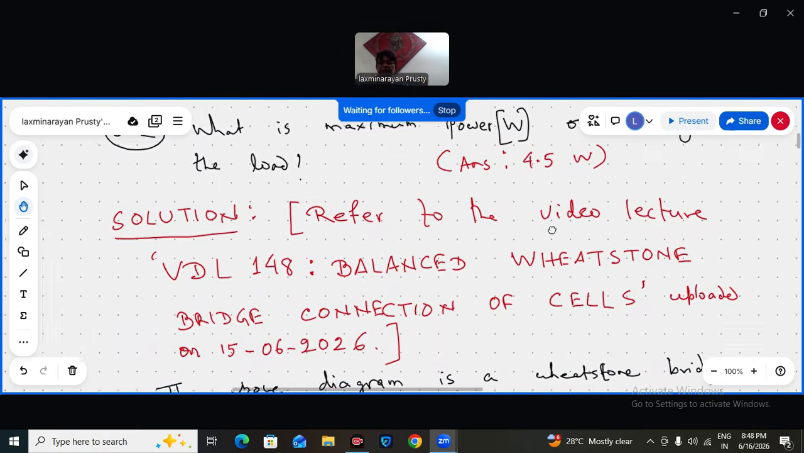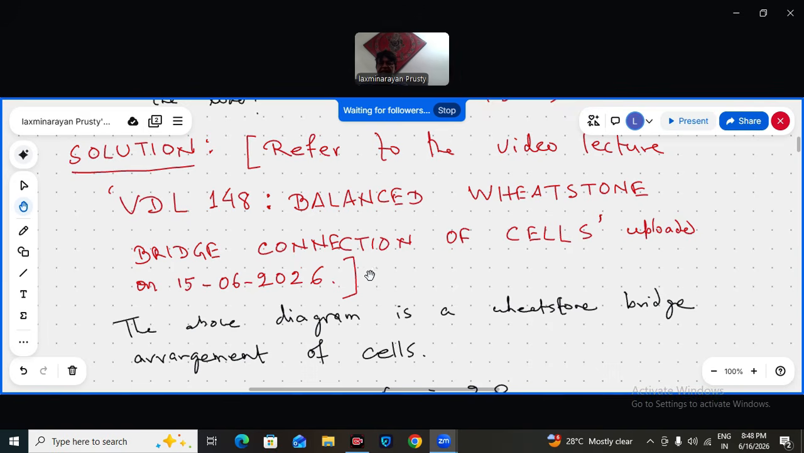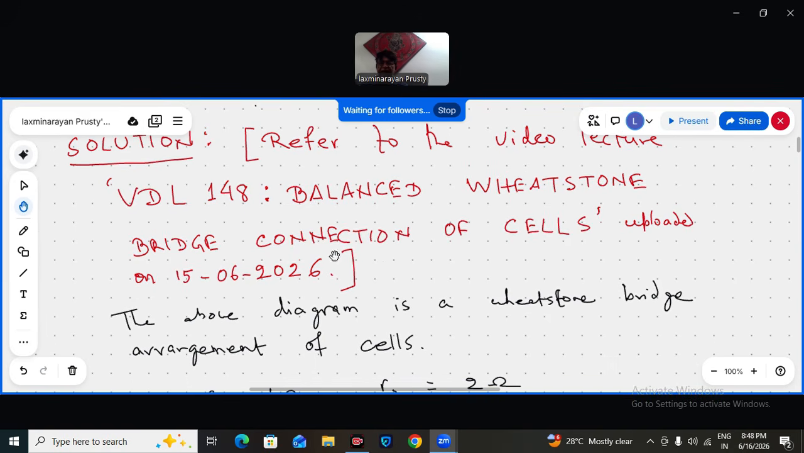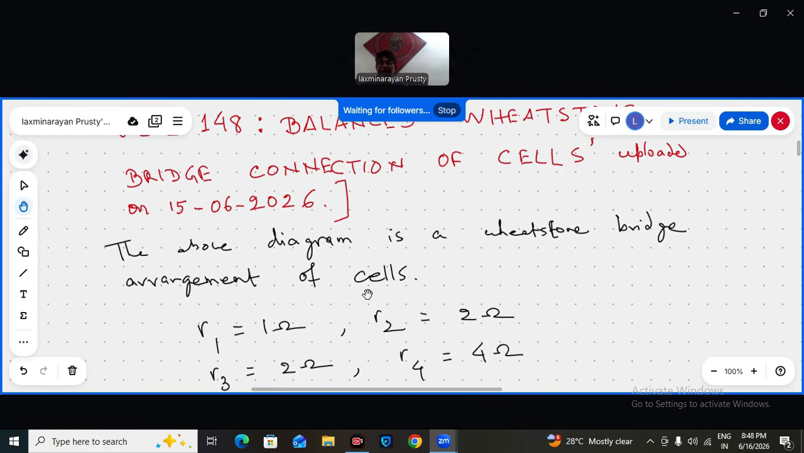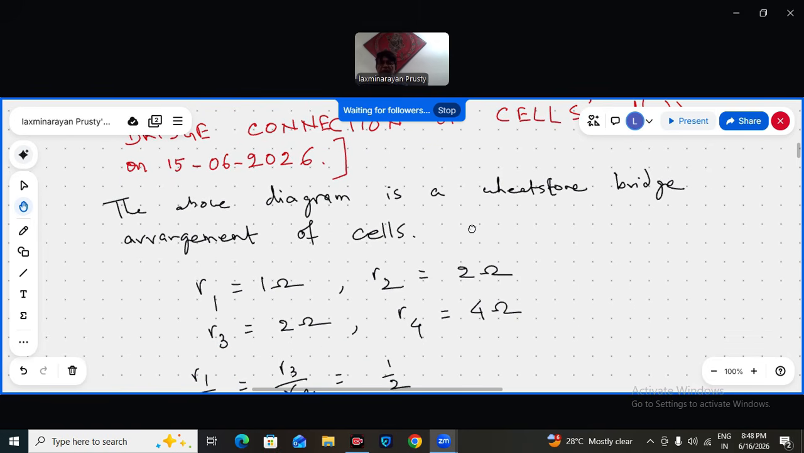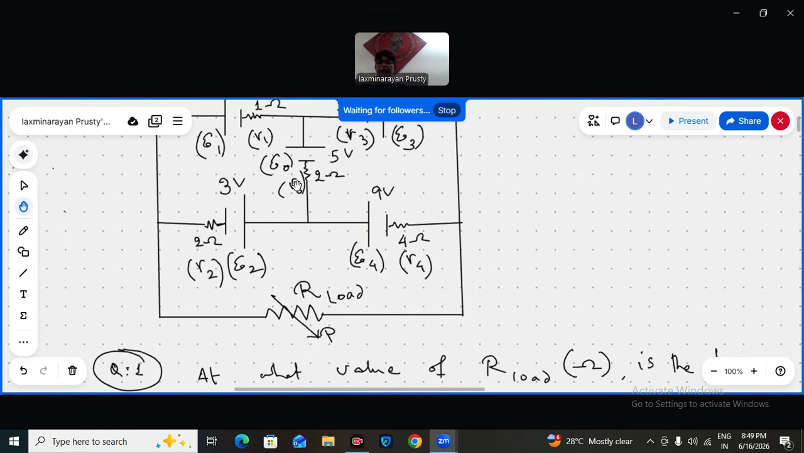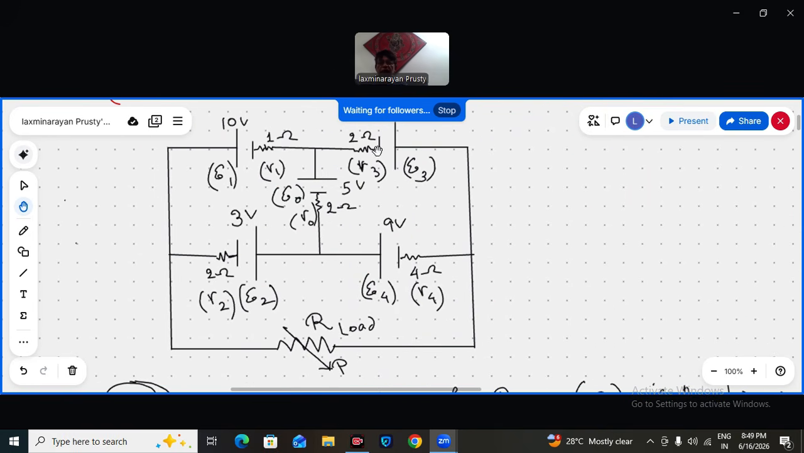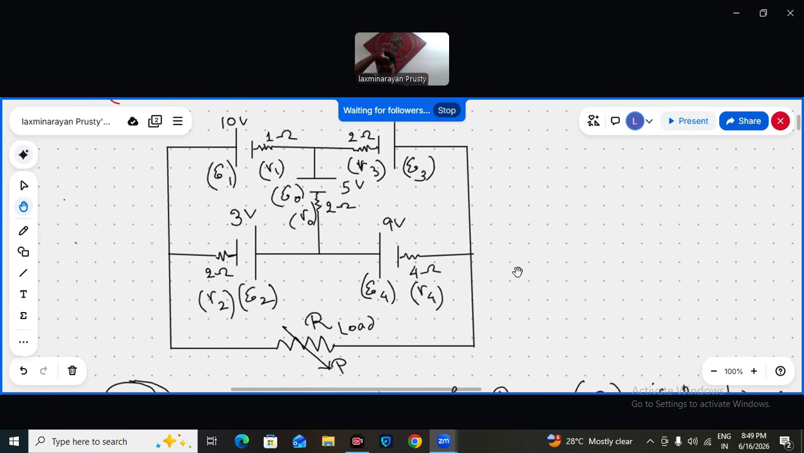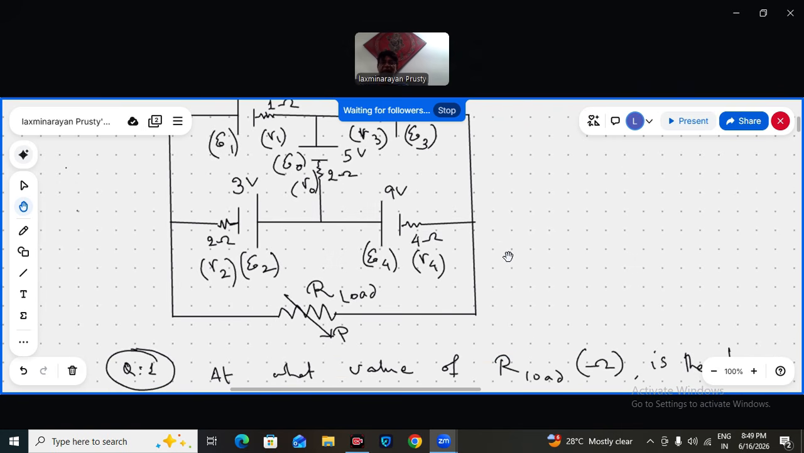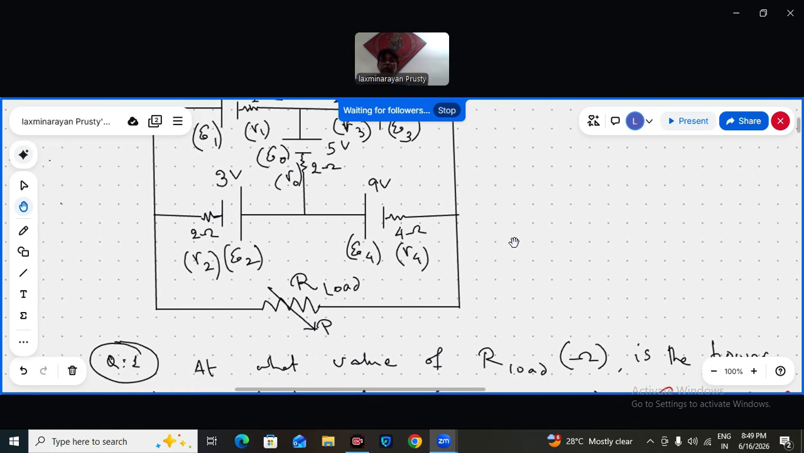As I told earlier in our discussion in VDL 148, this is a Wheatstone bridge arrangement of cells. R1 is 1 ohm, R2 2 ohm, R3 2 ohm, R4 4 ohm. So R1 by R2 is 1 by 2, R3 by R4 also 1 by 2. So they are balanced. This is a balanced Wheatstone bridge of the cells, as I explained in my video lecture. Understood this?